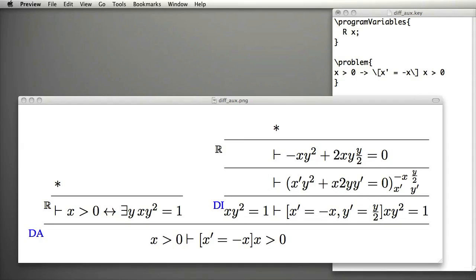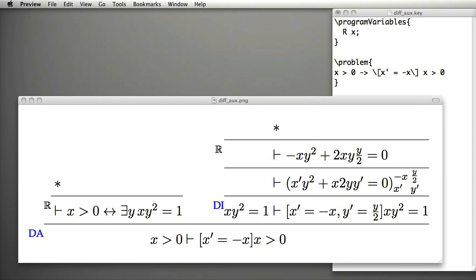In this video, we will demonstrate how to use the Differential Auxiliaries proof rule in KeYmaera. Differential auxiliaries, sometimes referred to as differential ghosts, are useful when we have a differential equation which is not solvable in real arithmetic, or which is computationally intractable.